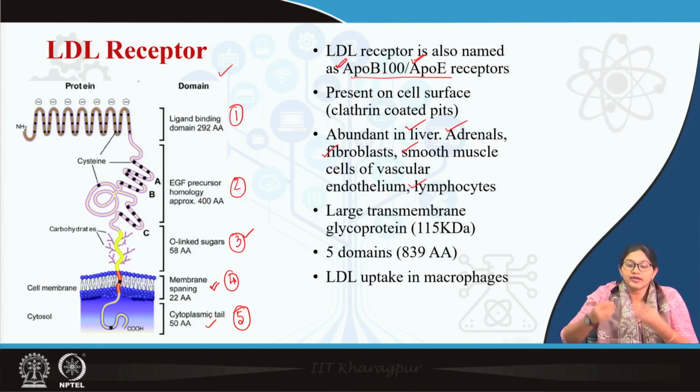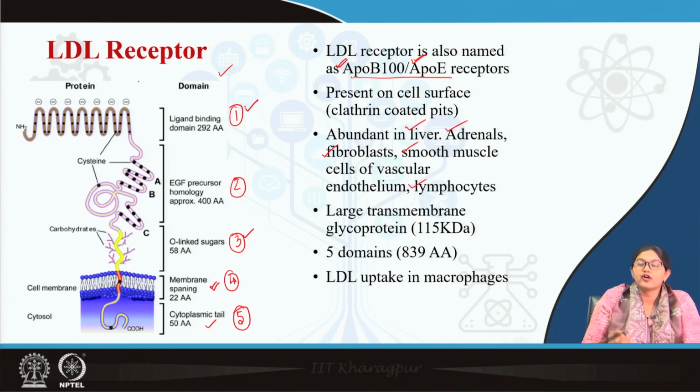Once again, the first domain is important for binding of the ligand or lipoprotein. The second domain is important because it causes expulsion of the ligand or lipoprotein inside the cell. The third domain is important for holding the receptor in such a pattern so that it can be bound with the incoming ligand. Then the membrane spanning domain, and finally the cytoplasmic tail or cytoplasmic domain, which is important for endocytosis of the receptor ligand complex.